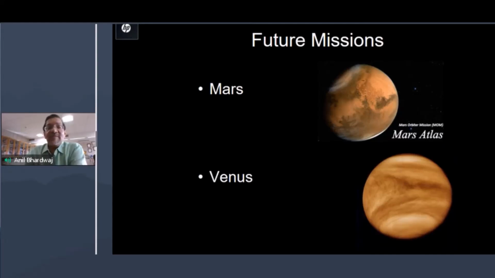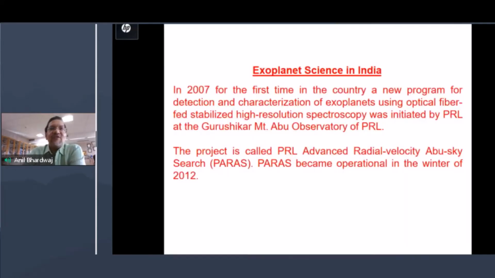Now, talking about these planets, I will talk a little bit, maybe for a few minutes, before I close down, about exoplanets. Exoplanets are the planets which are in other solar systems, not in our solar system. Okay? And you must have heard that more than 5,000 exoplanets have been seen in other solar systems, around other suns or other stars.